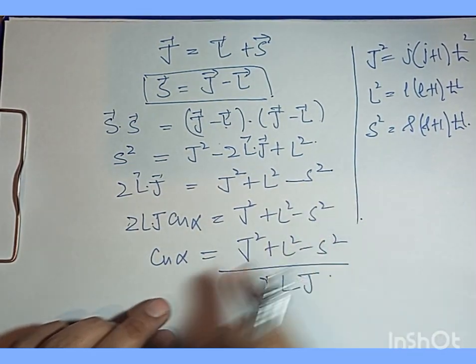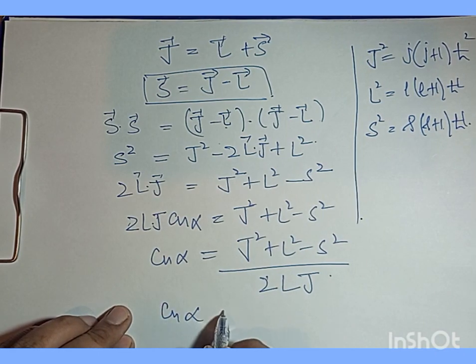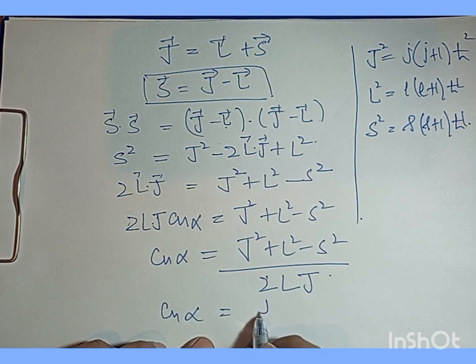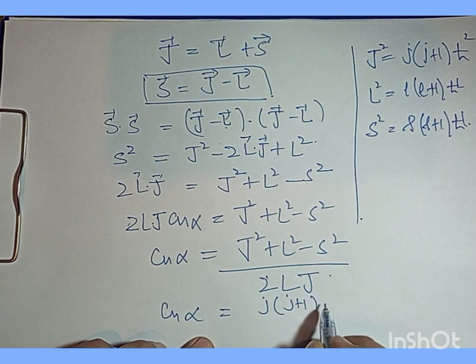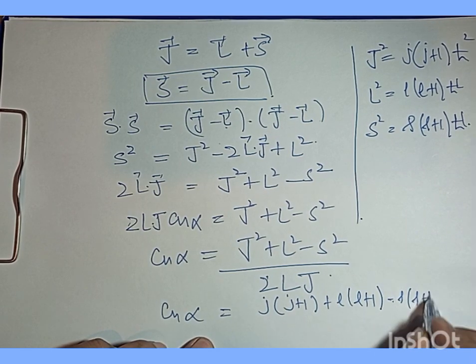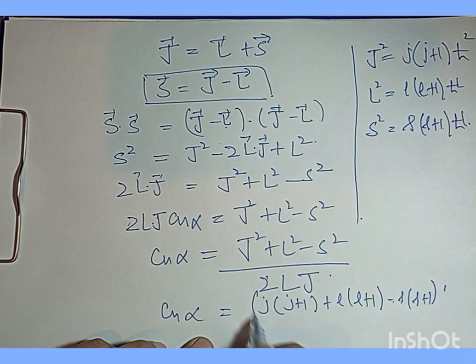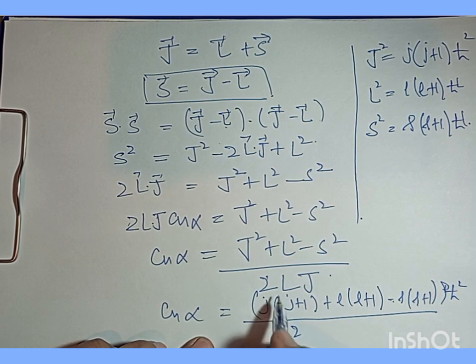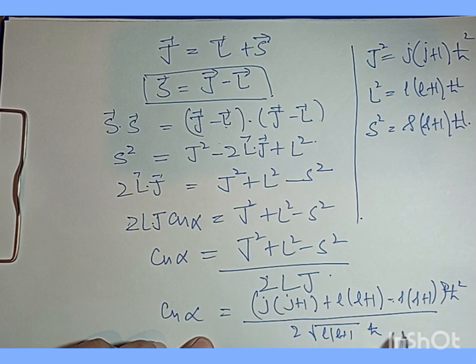So I can use these values in this equation and I can find that cos alpha is J times J plus 1, plus L times L plus 1, minus S times S plus 1, times ħ square, whole divided by 2 times. For L I have under root of L times L plus 1, but ħ is outside the root, and under root of J times J plus 1, and ħ is outside. Now this ħ and ħ square will cancel.